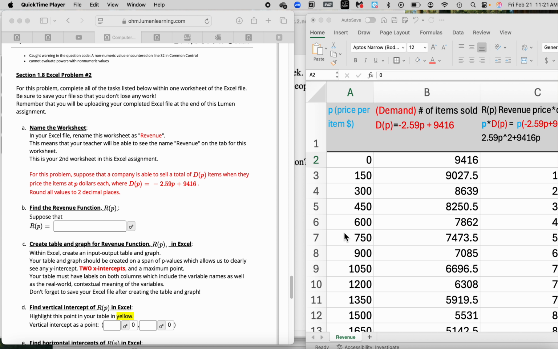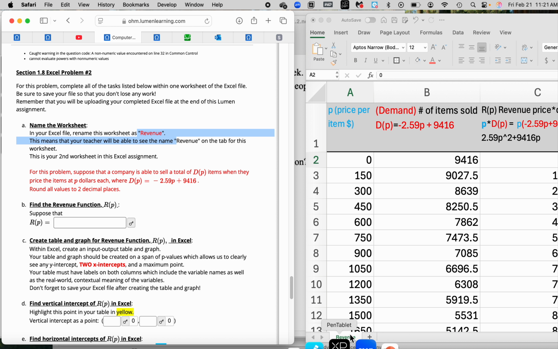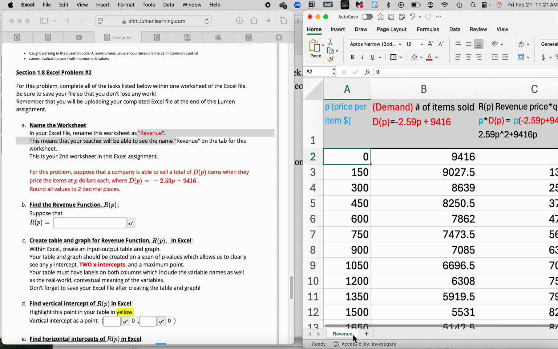This is section 1.8, Excel problem number 2. So let's talk through this problem. It says first we want to name our worksheet revenue. So I'm going to come down here. I've already done it in my worksheet down at the bottom here, but in order to name the tab, you would just double click and type in revenue and hit enter. Okay, Excel always is waiting for us to hit enter to tell it that we're done with an operation.